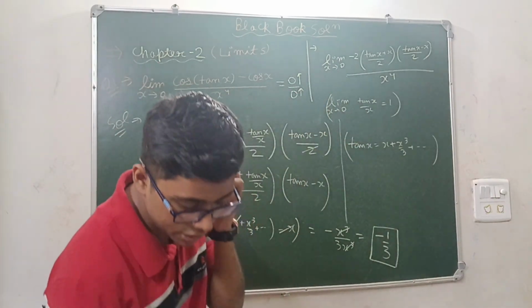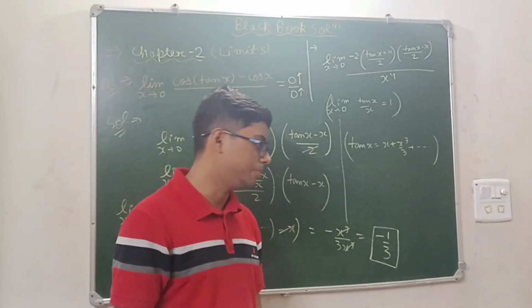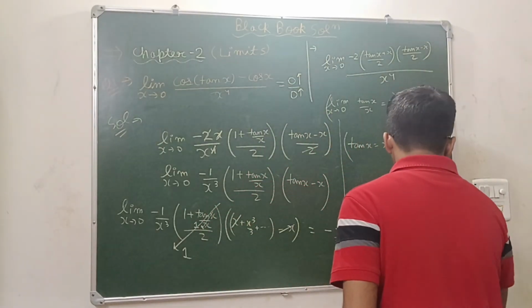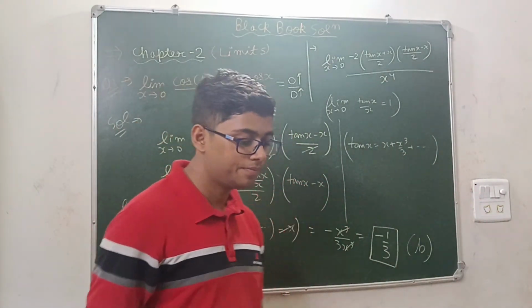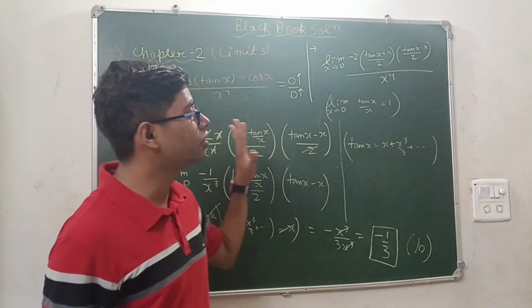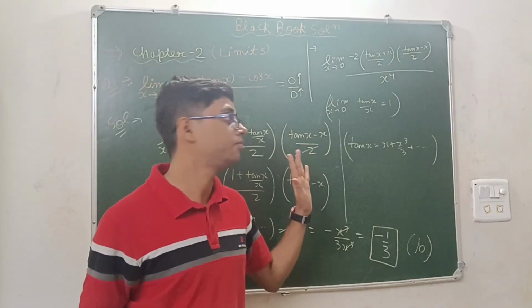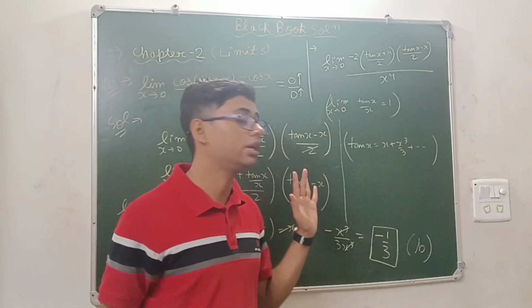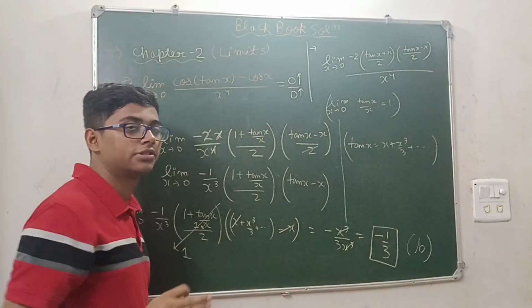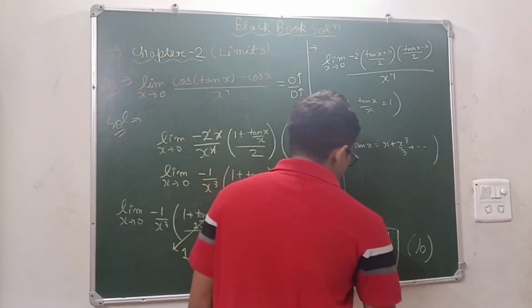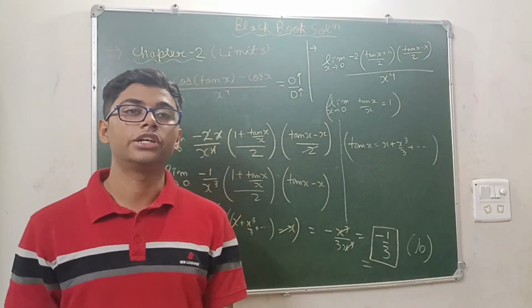Okay. This is the only option here. Option number B. Option number B is the answer for the first question of the black book. Okay, so this was a good question. This can come in JEE Mains exam. This has come. I think in 2019 or 2020 the same question was asked. You can check the previous year. So come on, let's move to the next question.